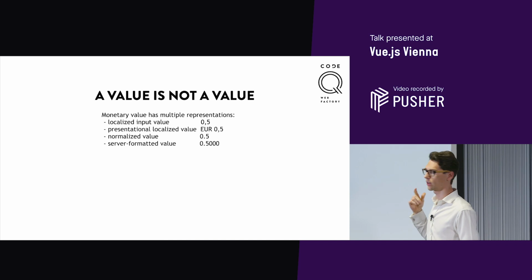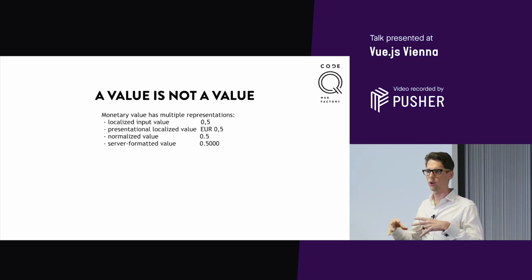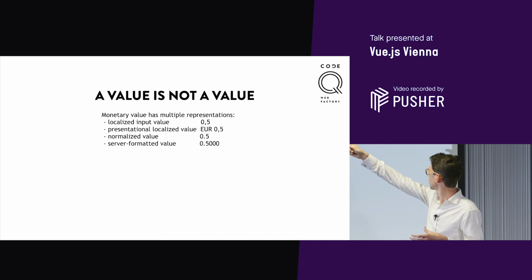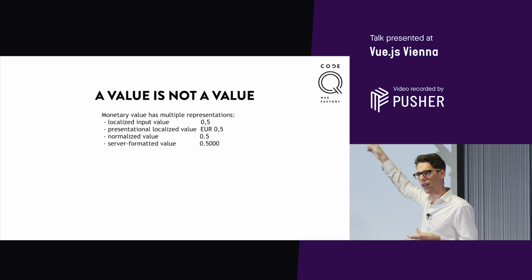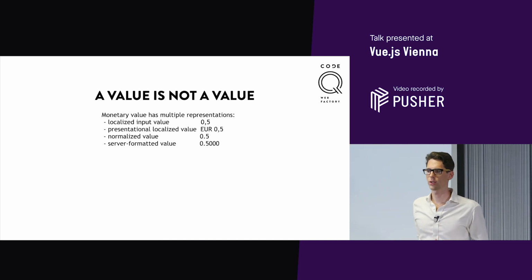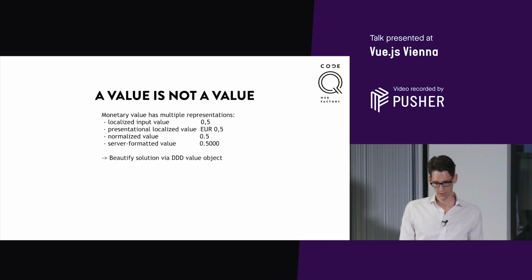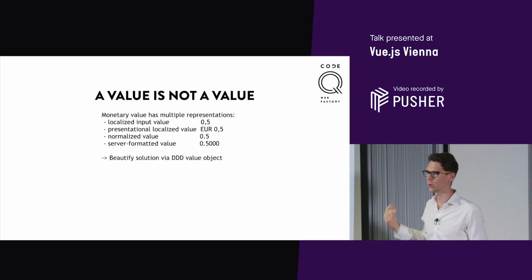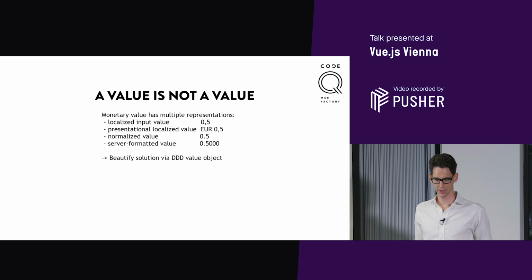There would be a very good pattern to solve that, which comes from domain-driven design, which is called a value object. So you would have a value object, which is my number type, and I have different setters to input any of those data types, and then different getters to get them out in the other representation. That works really well, for example, if you work with Laravel or any backend application.